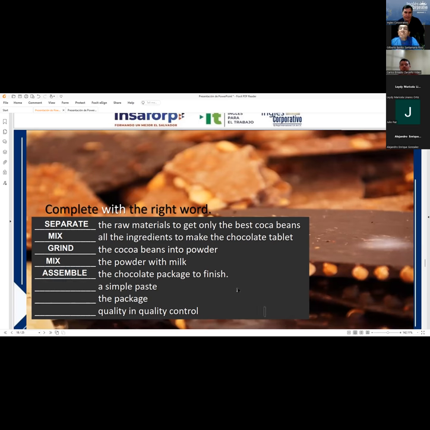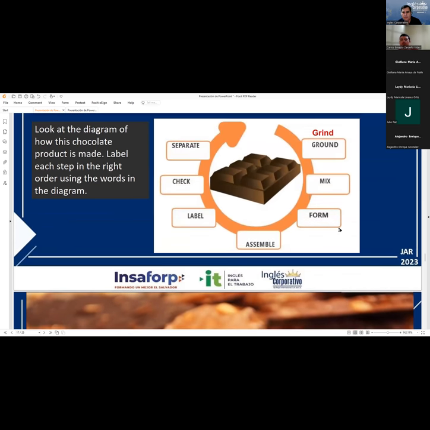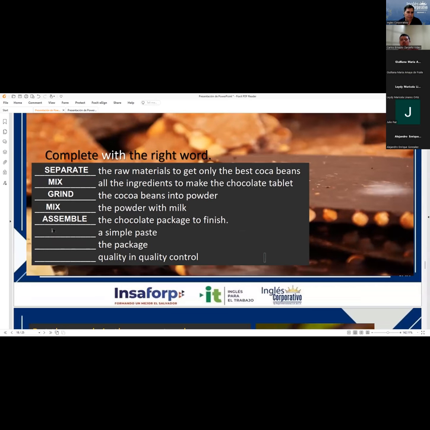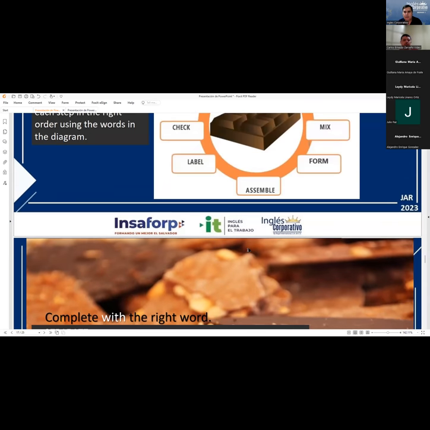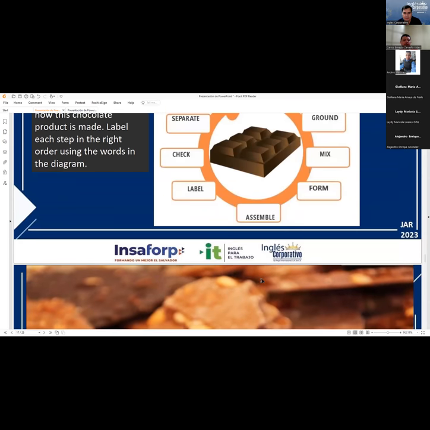A simple paste. Check. Shape. Form, right? Form. Maybe form. I don't know. We are guessing here, but it's okay. Form a simple paste. The package. What means paste? Check the package. Pasta. Simple paste. Okay. Thank you.